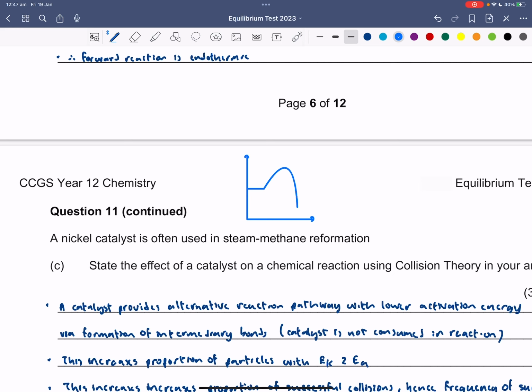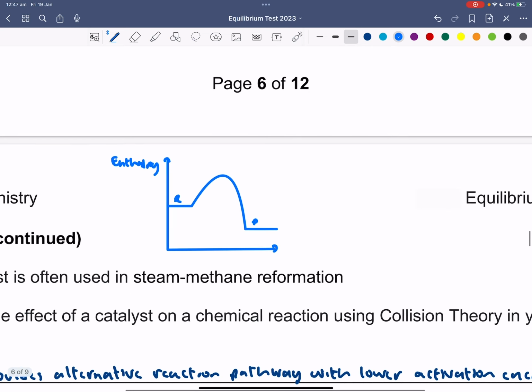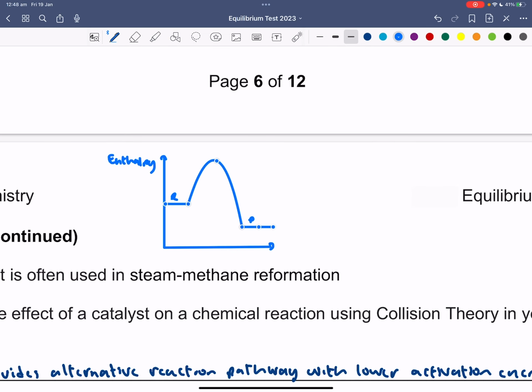Here, and this. And we all know what a catalyst does. I'll just write enthalpy on here. And we all know that the x-axis stands for progress of reaction. Okay, I won't bother with that for now. So obviously reactants over here and products over there. Now, what you need to understand is the catalyst provides an alternative reaction pathway with a lower activation energy. So basically, this is a catalyzed pathway, okay? This is a catalyzed pathway. You can clearly see that it reduces the activation energy. It used to be this, now it's this.